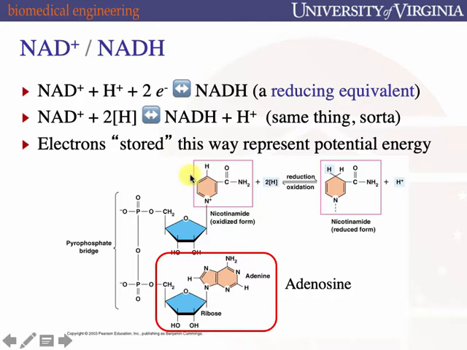The oxidized form is as follows. When it gets reduced, these conjugated double bonds reconfigure. It picks up the hydrogen as shown here. And this is the reduced form with 2 stored electrons.